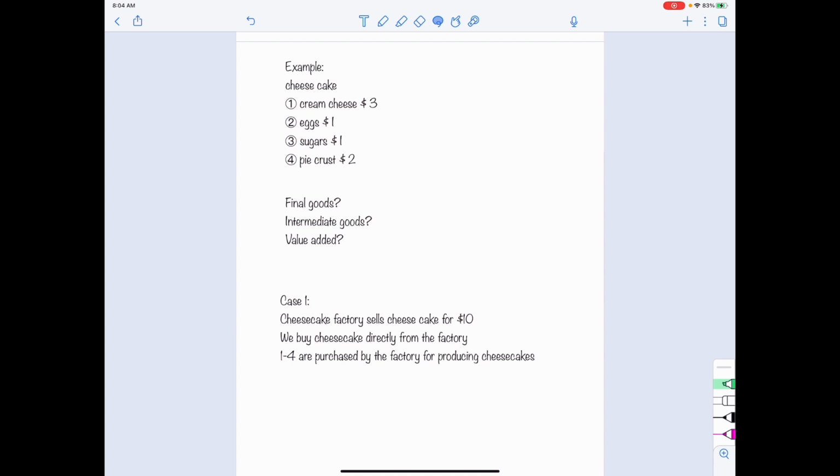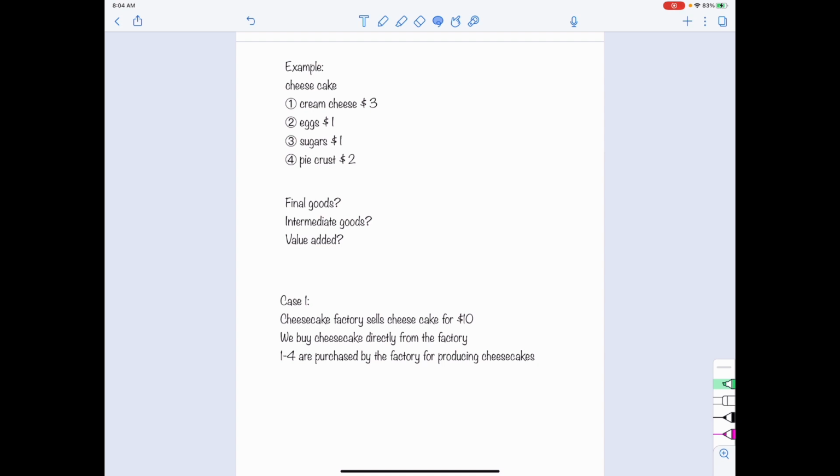In this case, we know that the cheesecake is sold for $10. That is the total market value of the goods that is produced by the factory, $10. And then the value of the intermediate goods includes $3 for cheese, $1 for egg, $1 for sugar, and $2 for pie crust. And then they add up to be $7.